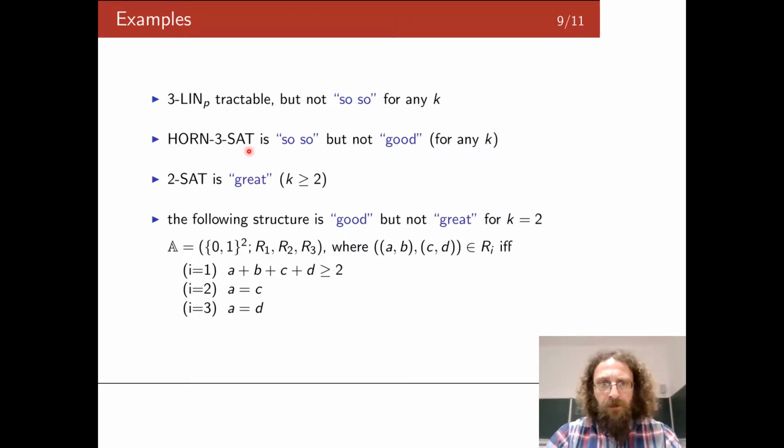For Horn 3-SAT, the k-consistency algorithm can correctly decide every instance, but not in a sensitive way. 2-SAT is great. And the last example is a structure whose CSP is good but not great. The CSP over the structure is a fragment of 0-1 linear programming.